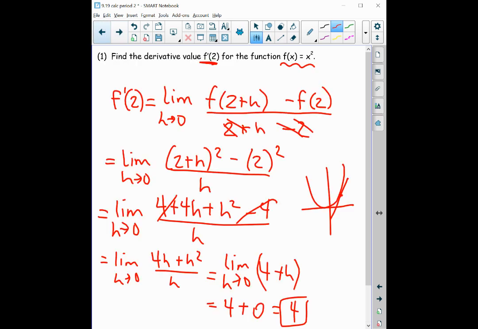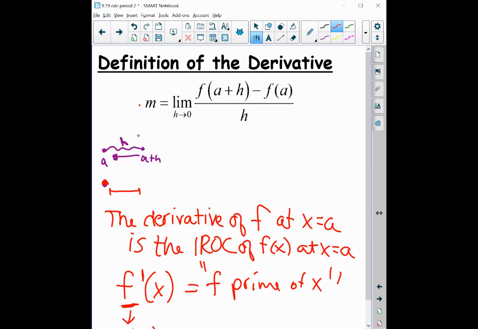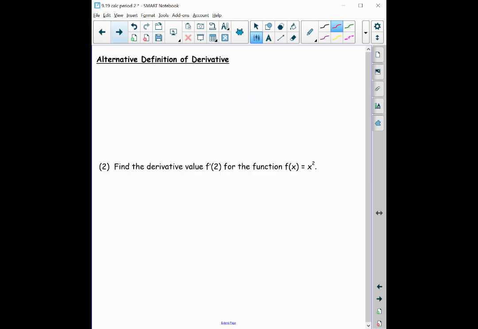In the first example, if you remember, the logic behind this was that I took a point A that I wanted a slope at, I found a random point h spaces away from A, and then I made that second point move closer and closer and closer until there was no space between the 2 points. So that's the idea of the first one. It's describing everything in terms of the distance between the points. The second way is the idea that we're going to start with 2 points, the one we want the slope of, and another point that I'm going to keep general.